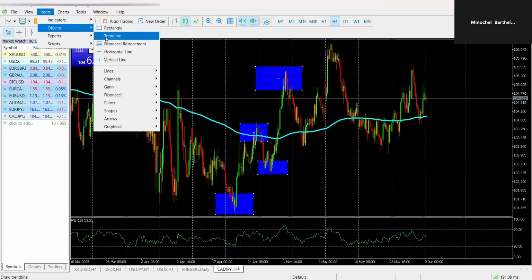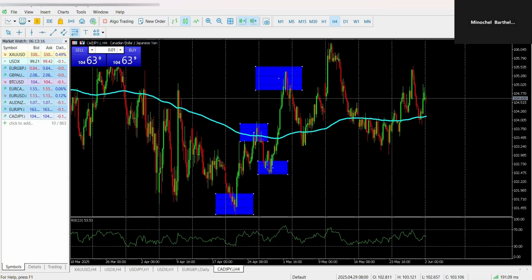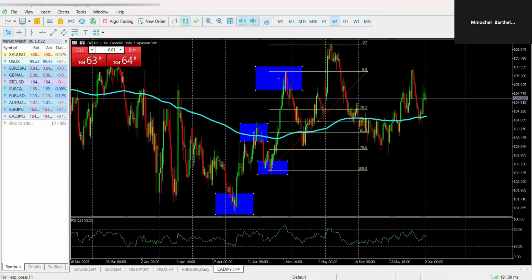So now all you have to do is grab the fib retracement level and place it from the low all the way to the high, from the low, which is 100%, to the high, which is 0%. As you can see, the market went for the 61% level.